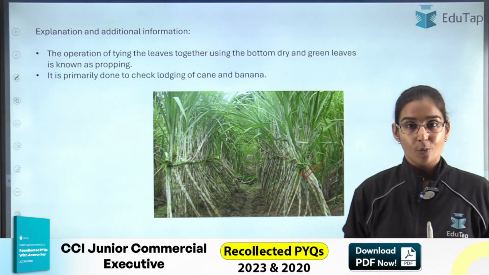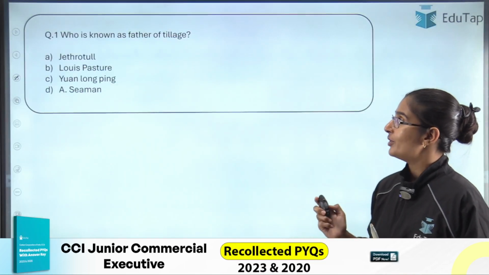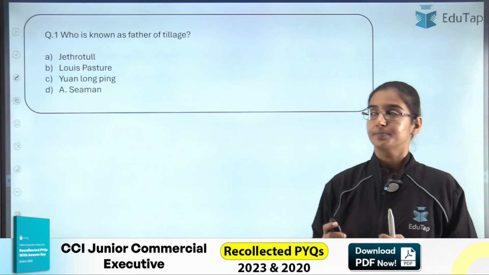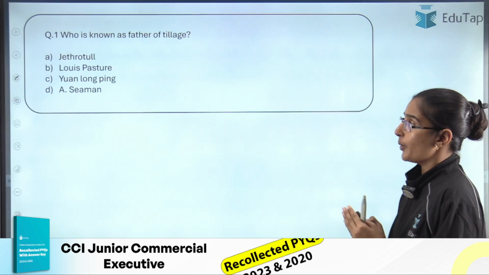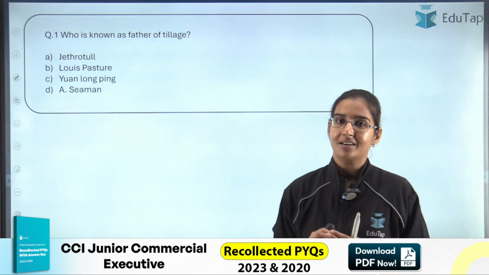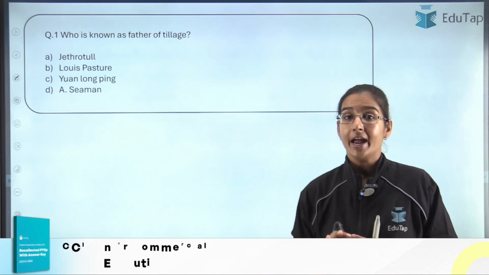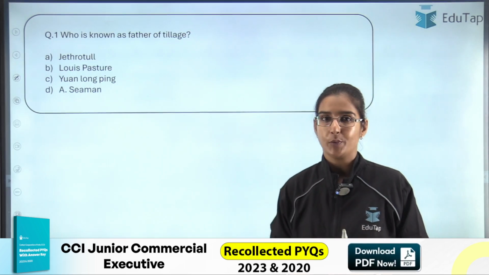Now there are certain homework questions. Okay, so the first question is, who is known as the father of tillage? The options are Jethro Tull, Louis Pasteur, Yuan Long Ping, and A.C. Mann. So here you have to tell us the correct answer, and also I request you all to please search for the other options as well.